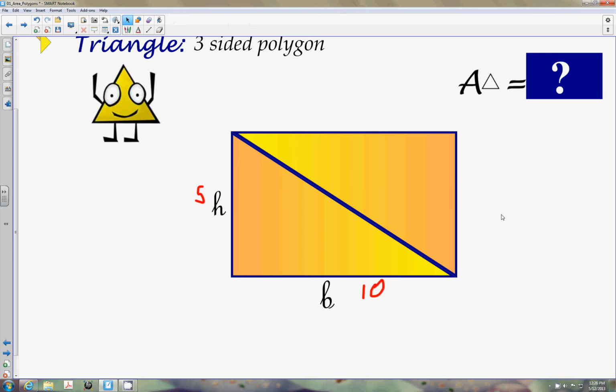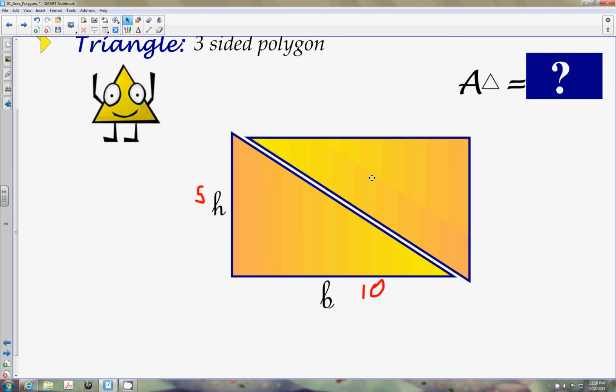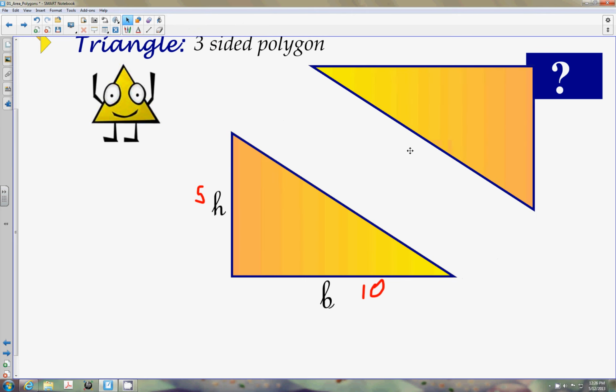But I don't want to cover this whole rectangle. I just want to cover the triangle. So how can I do that? So if I only want this piece, there's two of them.